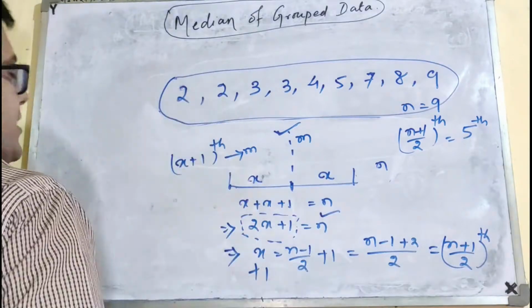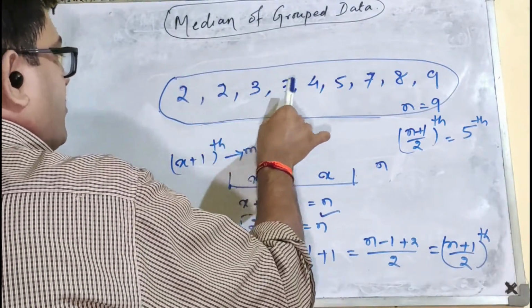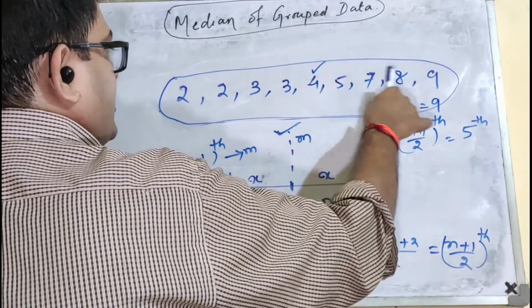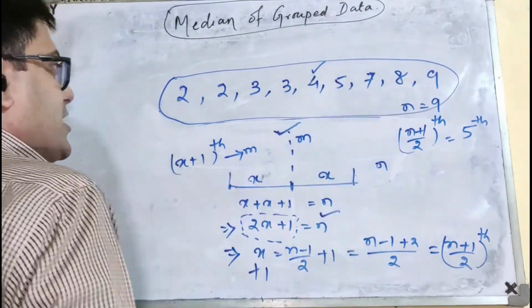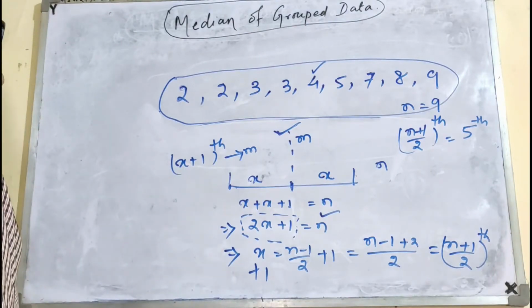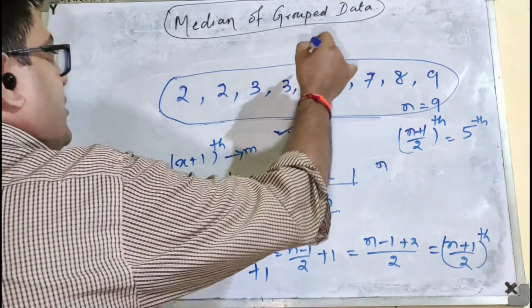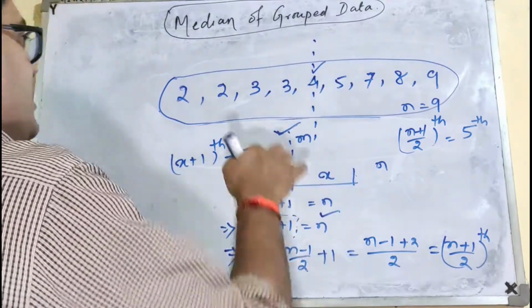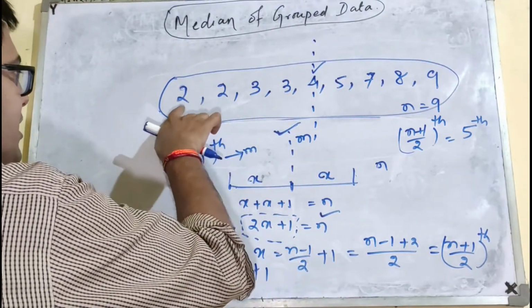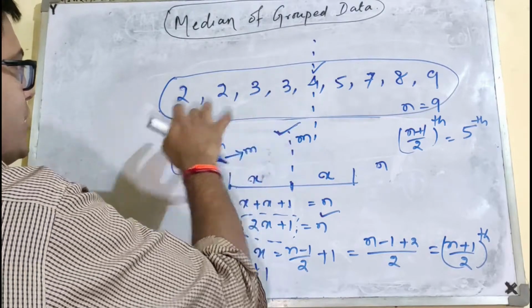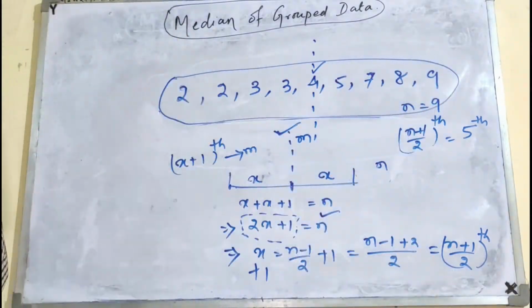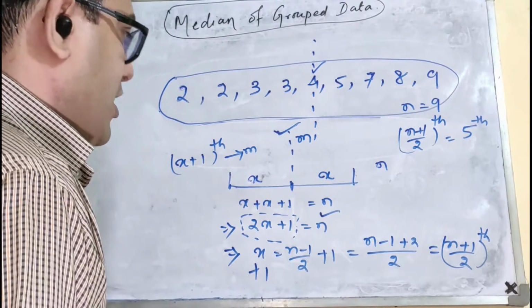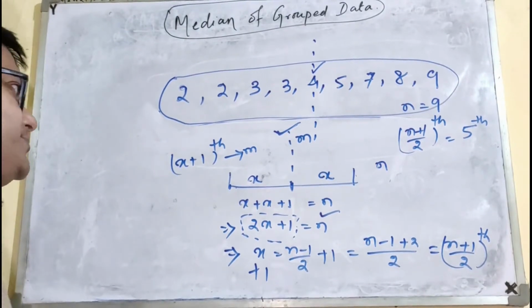So counting from the left or from the right, 1, 2, 3, 4, 5. So 4 definitely is the 5th term in this ordered data set. That is going to be the median. Now you can see, if you put a mark here, the number of observations below it are 2, 2, 3, 3, so basically 4. And above it, 5, 7, 8, 9, also 4. So there are 4 data points below it and 4 data points above it. So that's the case for the odd number of points.